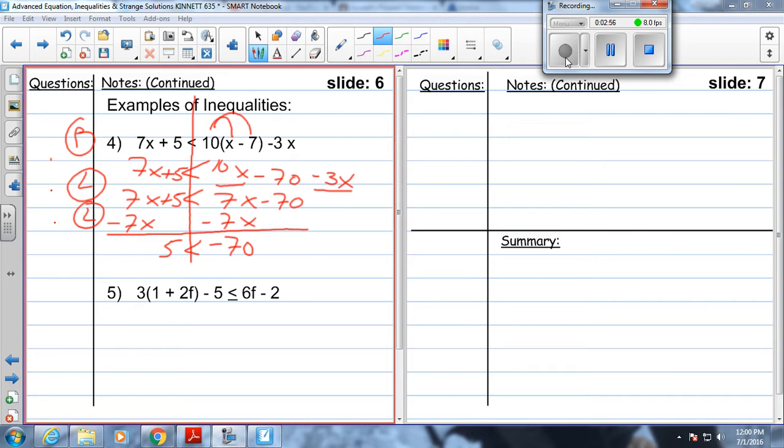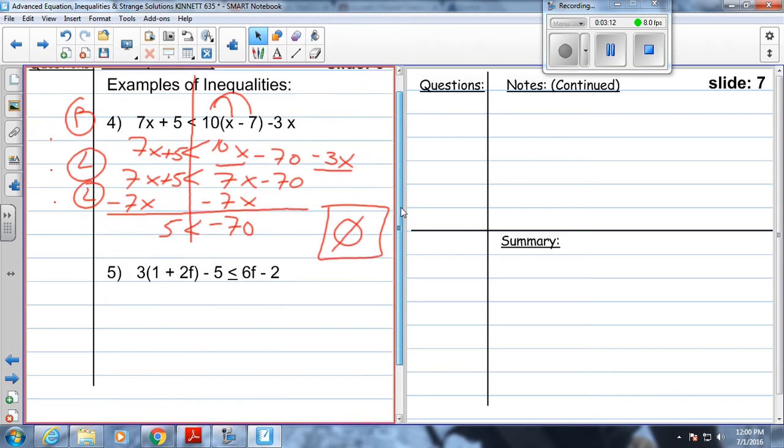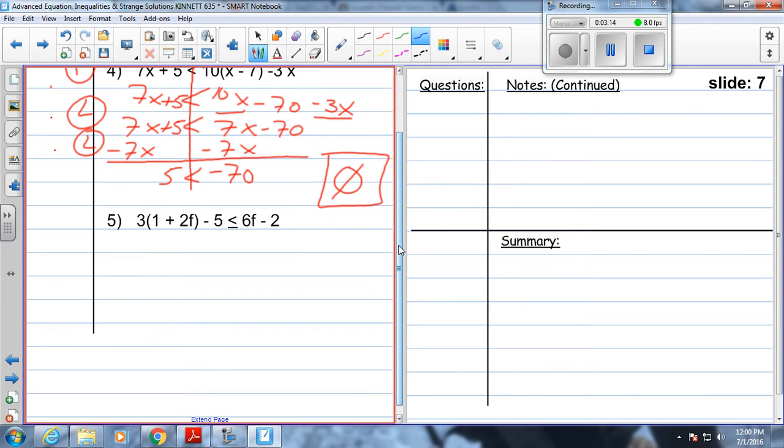And since that's a false statement, does this thing have an answer? No, it doesn't. It has the no answer, no solution. And again, that means any number we put in for x when we substitute will never end up as a true statement. So let's look at our last example here for part 2 of this lecture on the inequalities here.